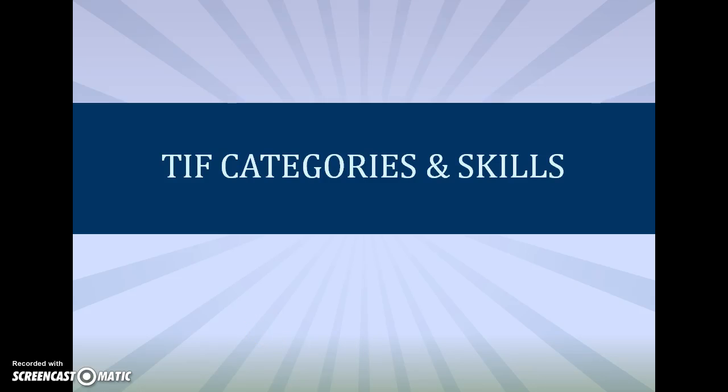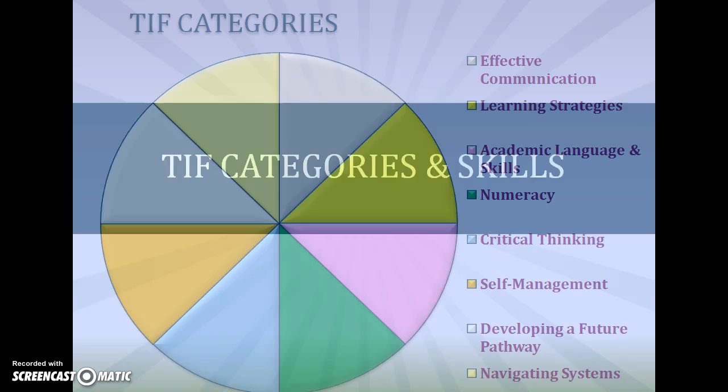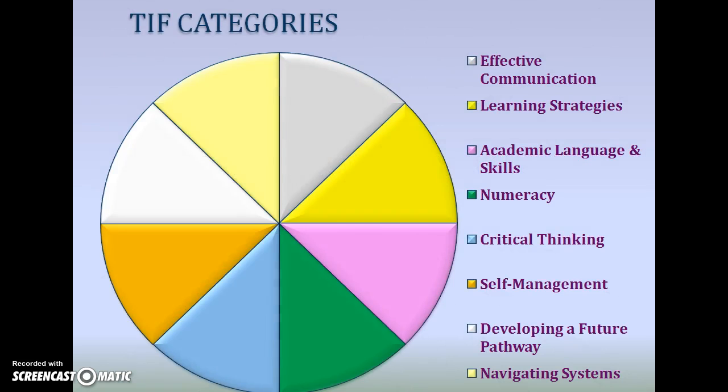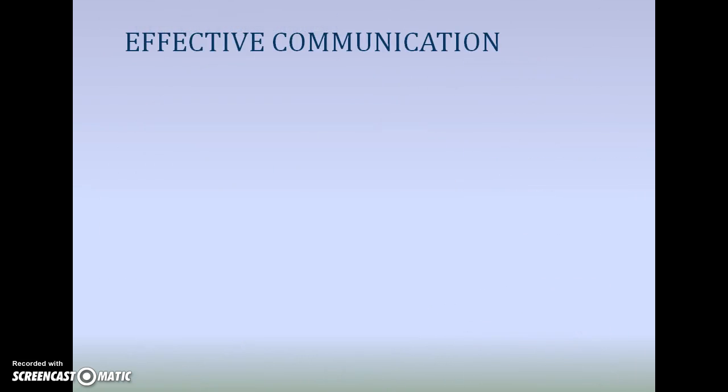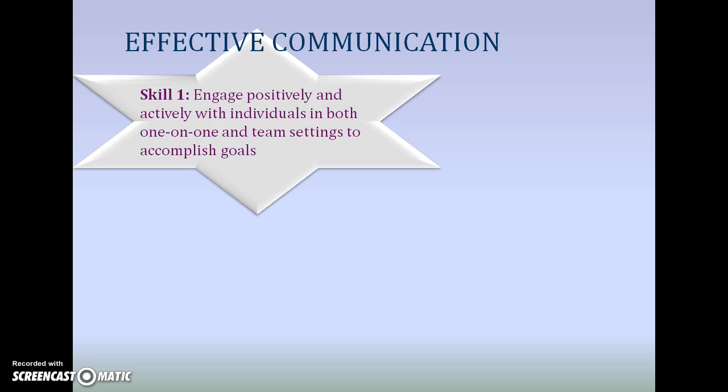Now that you have explored the TIF categories, let's explore even deeper. The 8 TIF categories also include different skills that are outlined in the Transitions Integration Framework. Let's explore each one. So here are the 8 categories. And here are the skills that belong to each of these categories.